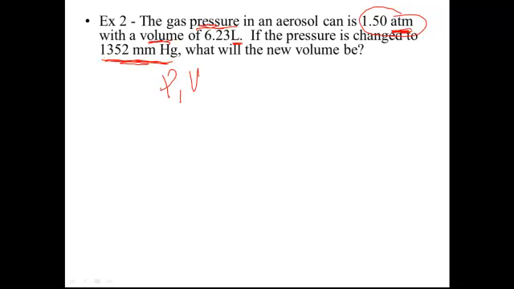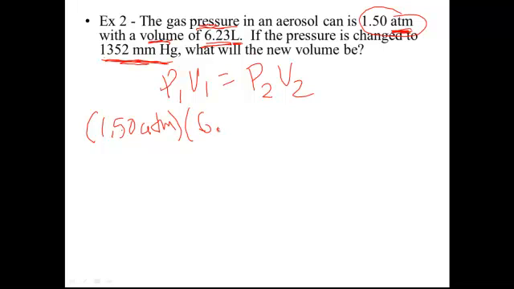So again, we've got our equation, P1V1 equals P2V2. So our initial pressure is our 1.50 atmospheres. Our initial volume, they tell us, is 6.23 liters. Our new pressure, and here's where you hopefully are stopping to think and going, uh-oh, we got a problem. Because if this pressure is in atmospheres and this pressure is in millimeters of mercury, those are not going to cancel.